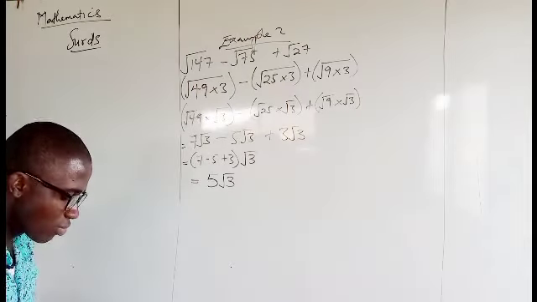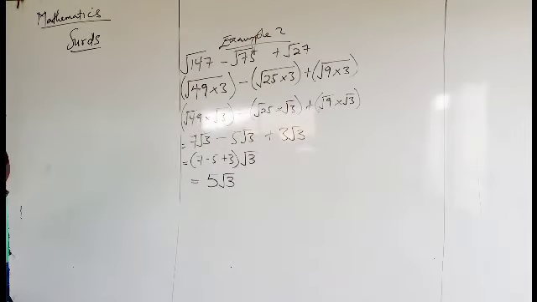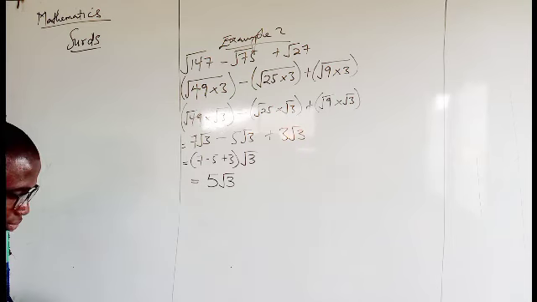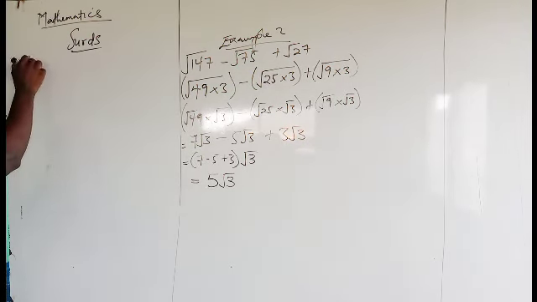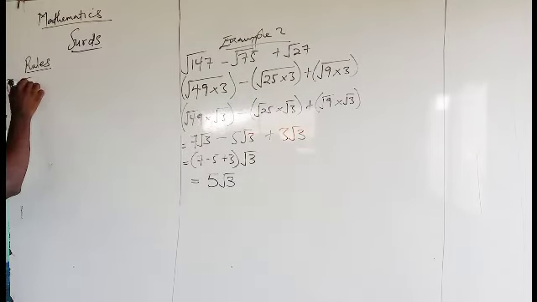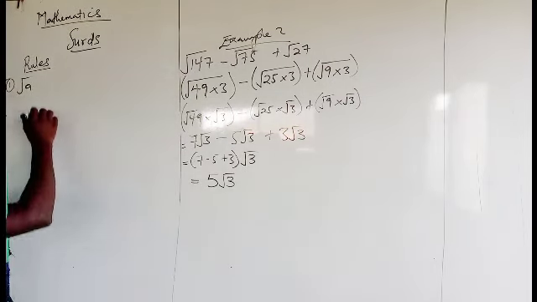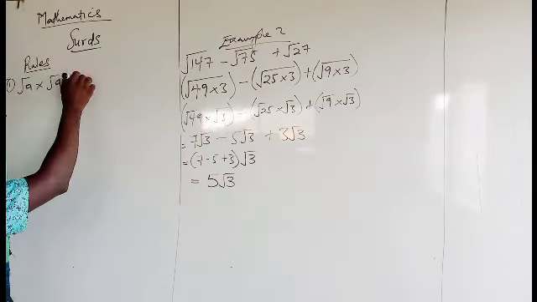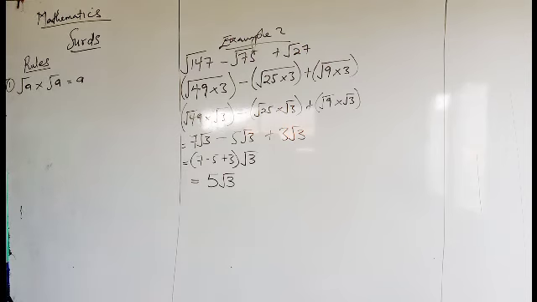Now, let's look at the rules of surds. The first rule says square root a times square root a is equal to a. Square root a times square root a will give you a. How is this possible? Okay, so let's explain.